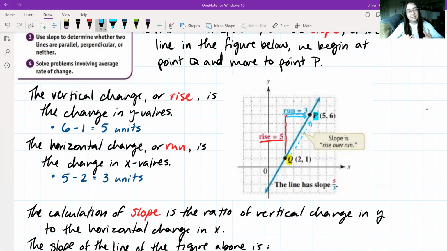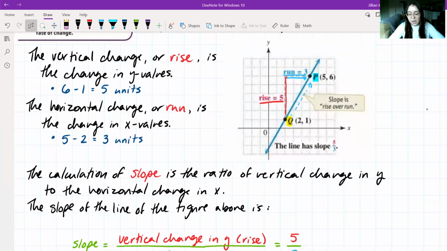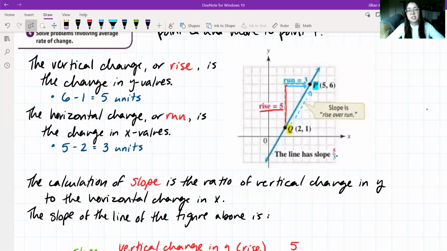So slope is often known as rise over run. Whatever value you find for your rise, you divide that by the value you found for your run, and that would be your given slope. So in this case, our line had the slope of 5/3. Since we rose 5 and ran 3, we have 5 over 3.